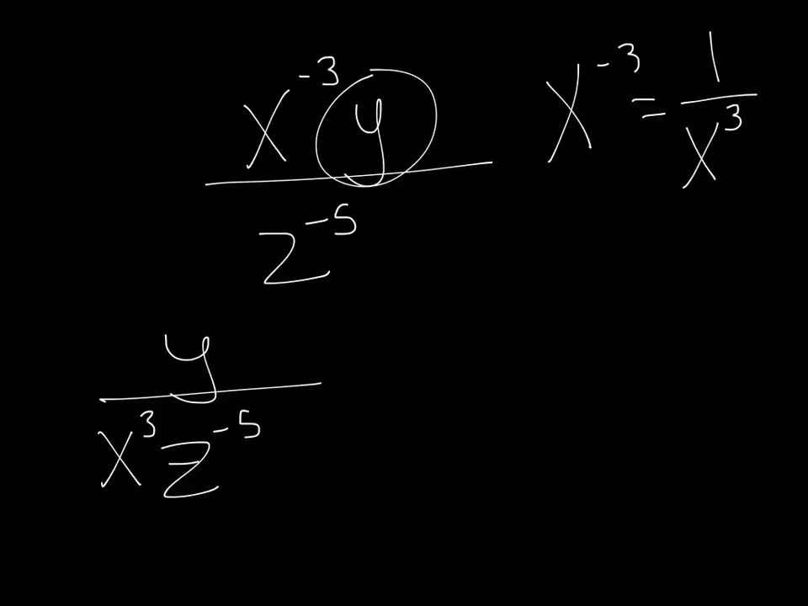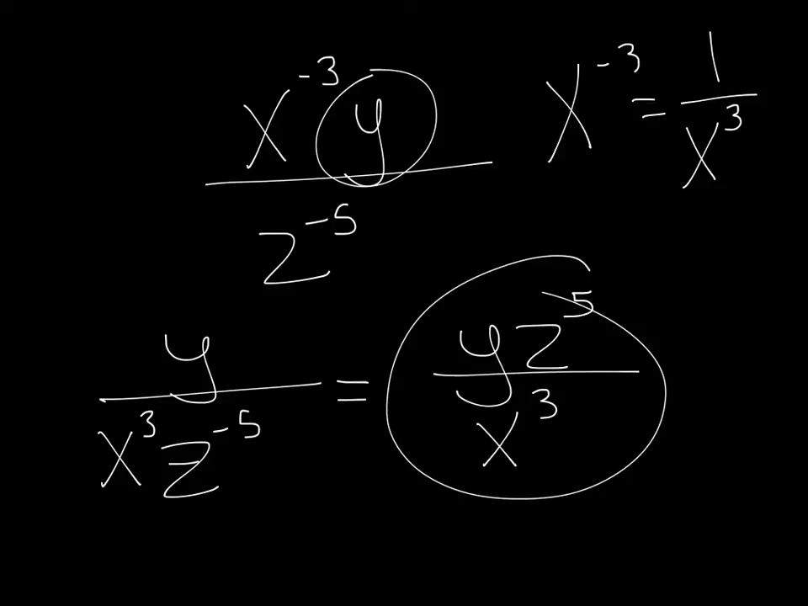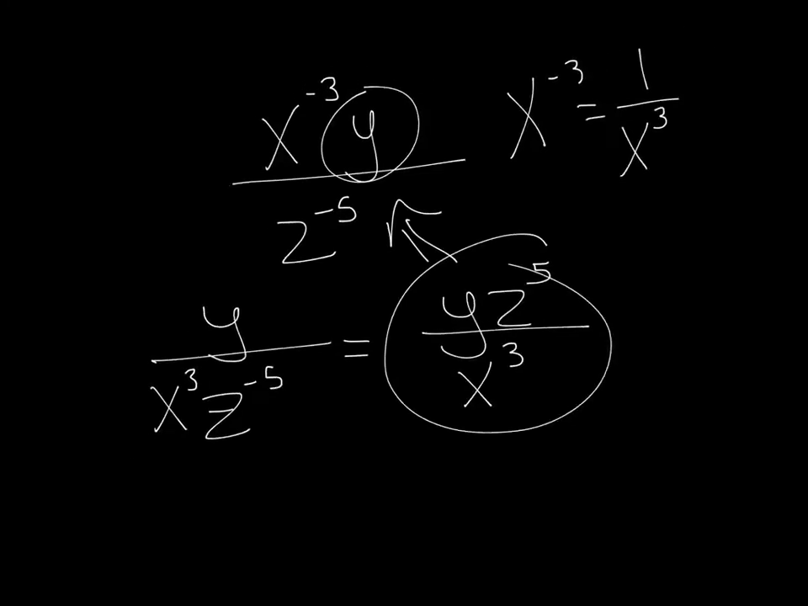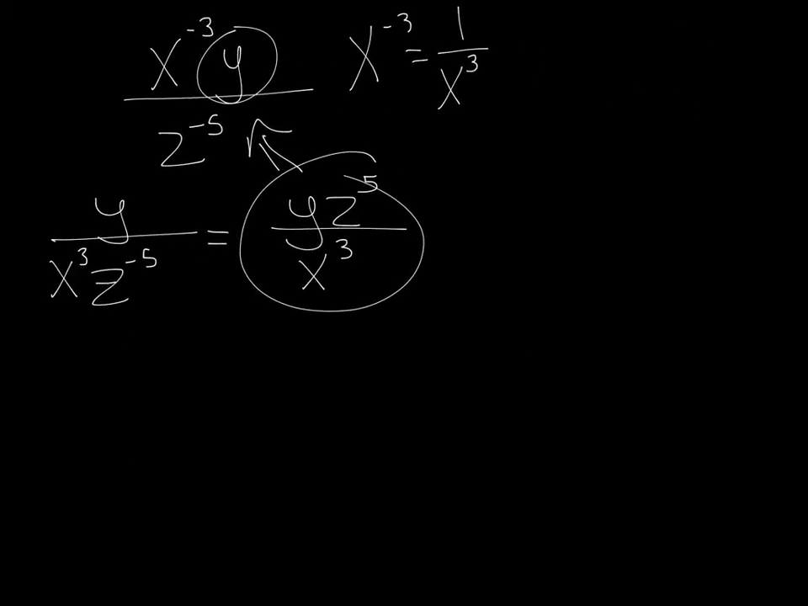Well, how can I get z to the negative 5th to be positive? Well, just moving it to the numerator will do it. And I'll talk about y now. So y times z to the 5th over x cubed is equivalent to this right here, and it's considered simplified because all of the exponents are positive. But why did that work? Why, if you have something negative in the denominator, like y over x cubed, z to the negative 5th, is it okay just to move that whole thing to the numerator and make it positive?